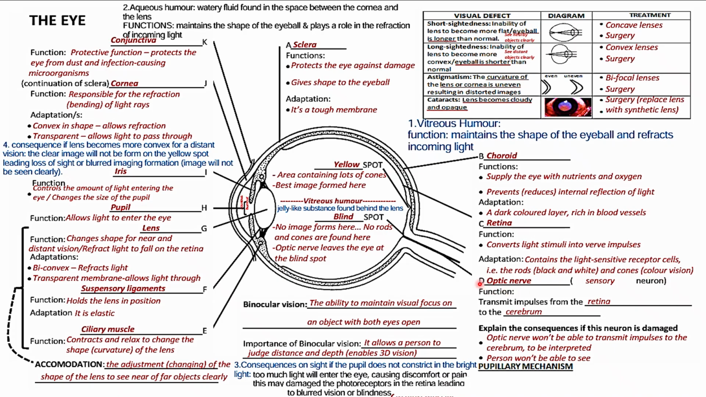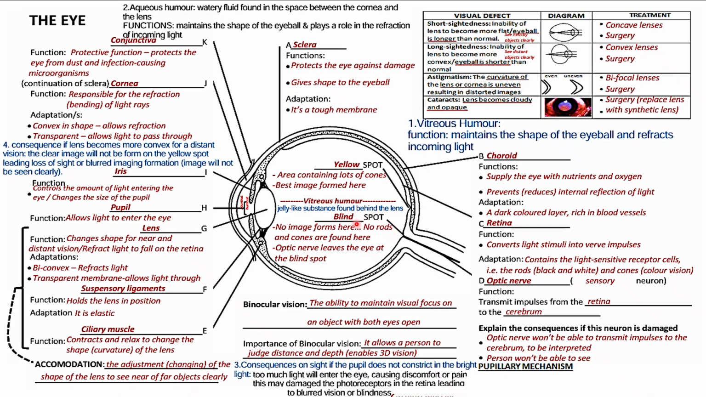And then we go on to D, just on the back side of the eye, we have an exit point where we have what is called the blind spot. And then just around on top of it, we have the yellow spot. So let's start with the yellow spot. What is the yellow spot? It is the area containing lots of cones. And over here, the best image is formed. It is the area where the clearest image is formed.